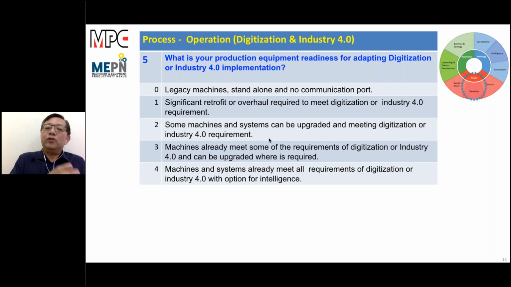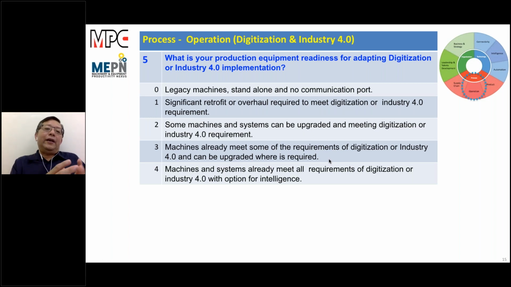It means that your machine is not too old, because you can do a firmware upgrade. Basically, you need a communication port, so maybe we can put one in and upgrade the firmware. Some of them we have to upgrade the hardware. Okay, so that is the meaning. Then number 3 is: machines already meet some of the requirements of digitization or Industry 4.0 and can be upgraded where required. So that means the machine is ready to be upgraded, and it depends on how you want to upgrade it.